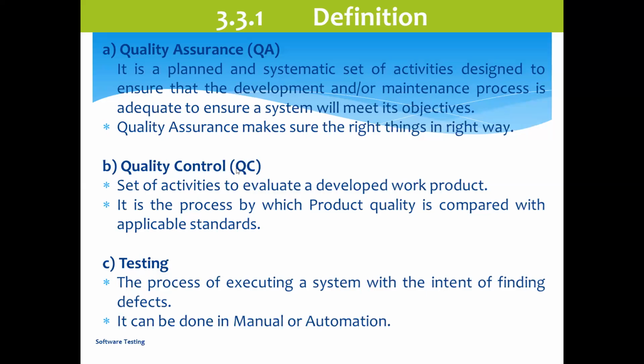Next is quality control. Here, the set of activities to evaluate a developed work product. So whatever product is developed, whatever project is done, we have to evaluate that. To evaluate that process, evaluate that product, whatever is required, those are called quality control.